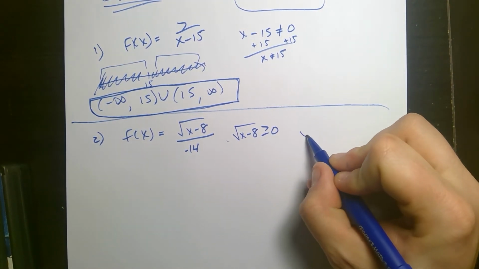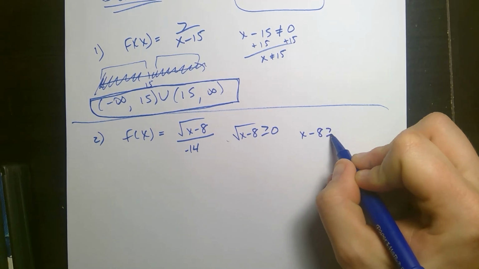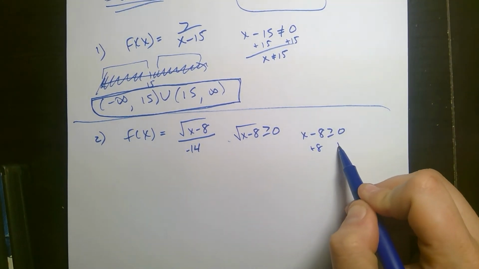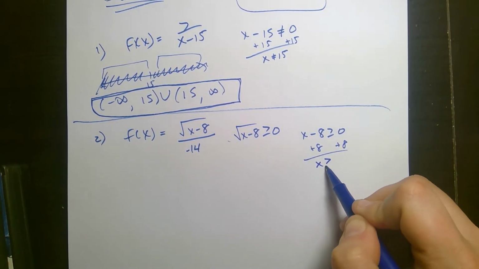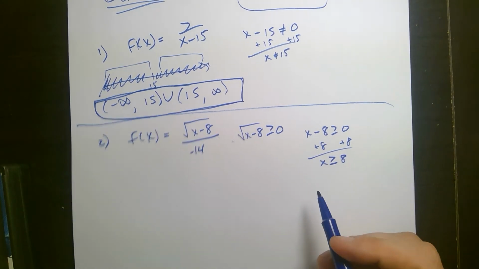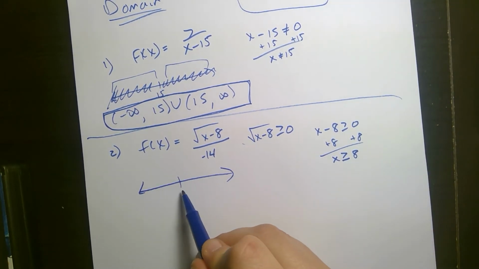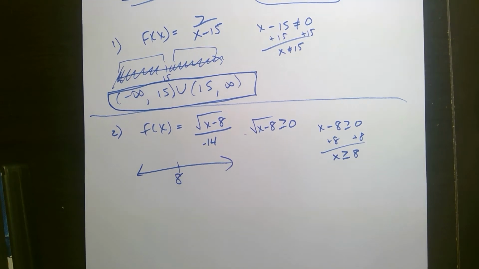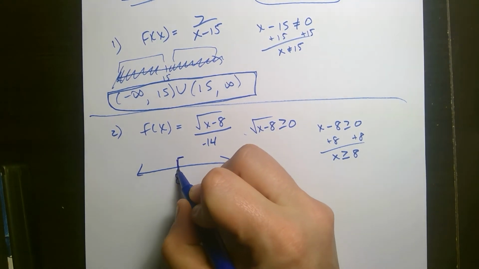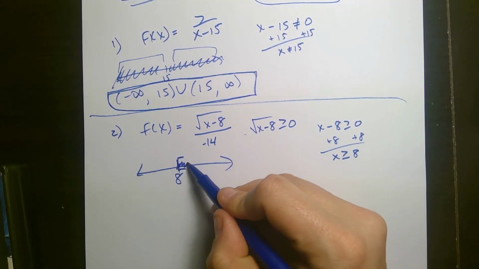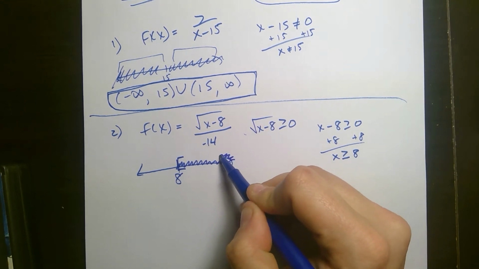And so what does that mean? Well, that means that x minus 8 has to be greater than or equal to 0. Well, I'm going to add 8 to both sides and get that x must be greater than or equal to 8. Well, again, if I look at my number line, let's say this is 8. How do I represent x is greater than or equal to 8? At the number 8, I'll put a bracket. It will be opening towards the right, and then I will shade this way forever.